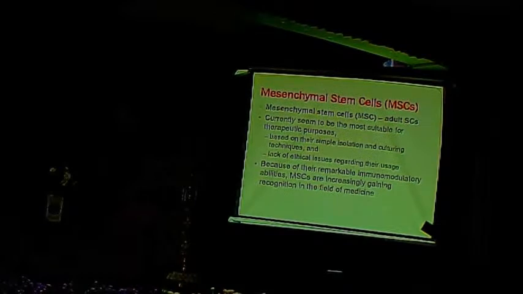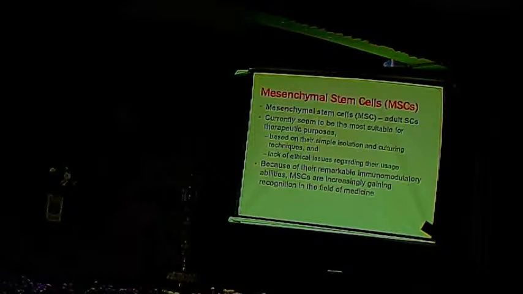Come to the mesenchymal stem cells. This is a type of cell. It's an adult stem cell. You know, the mesenchyme is nothing but a type of connective tissue. The embryonic form of connective tissue is named as mesenchyme. That is called embryonal connective tissue.